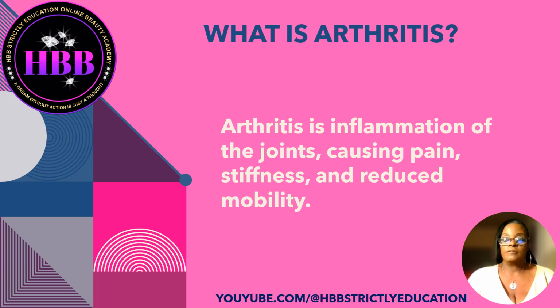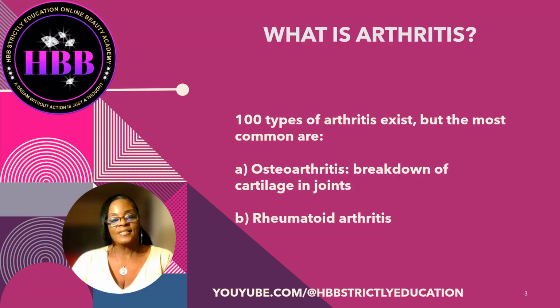Now, there are common locations where arthritis occurs, which are the hands, the fingers, knees, hips, spine, the neck and the lower back, feet, the ankles, shoulders, and elbows. Anywhere that there's joints, you can develop arthritis.